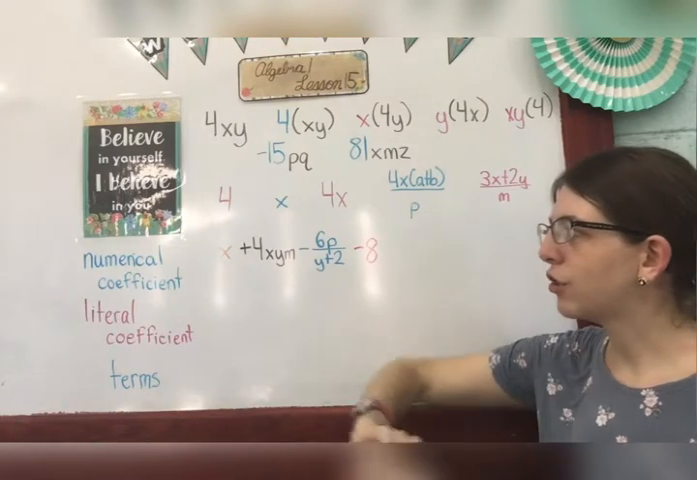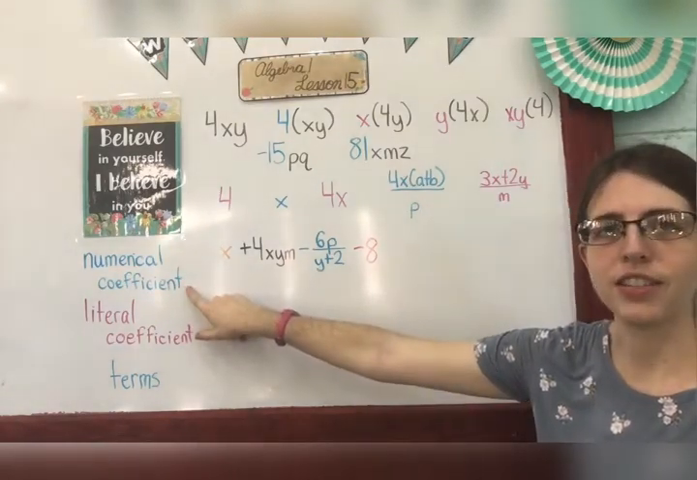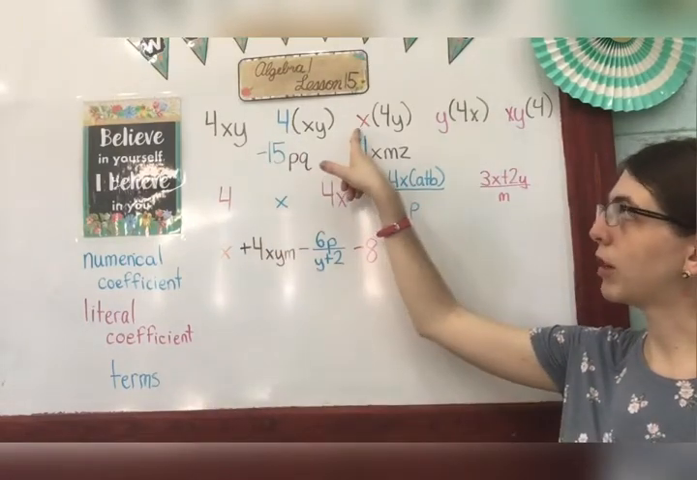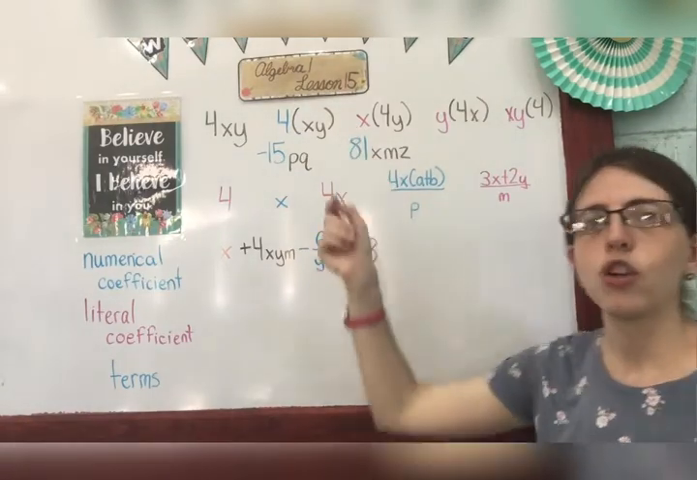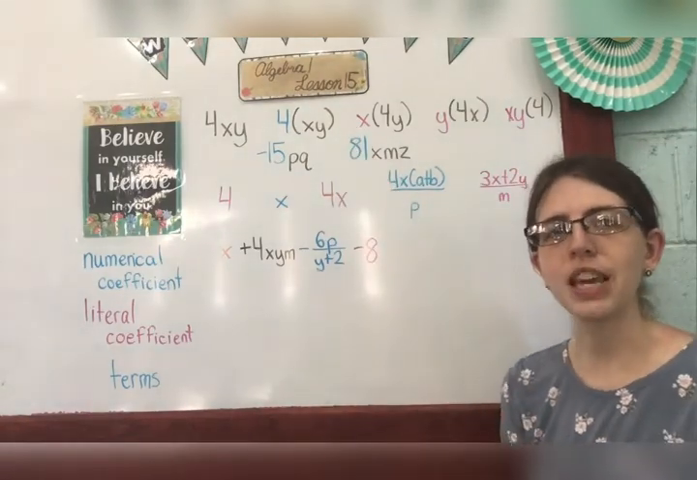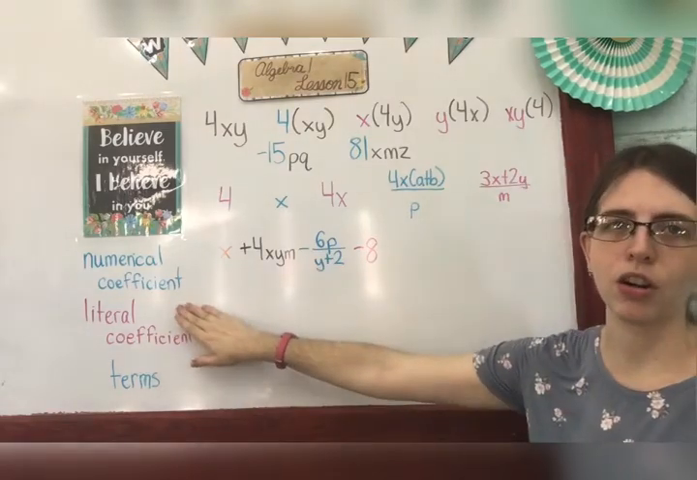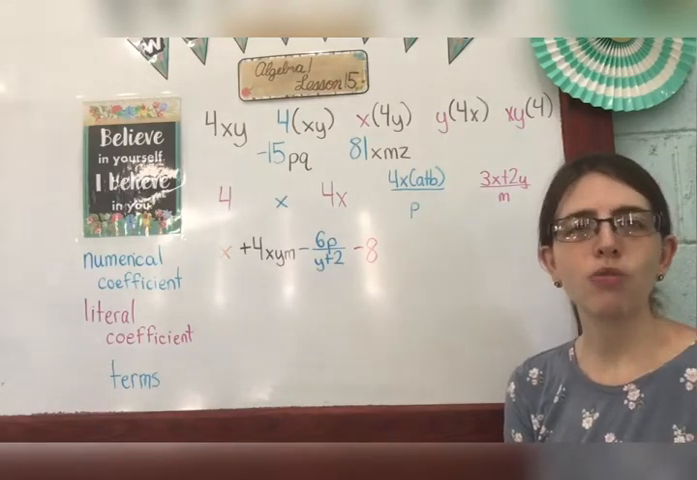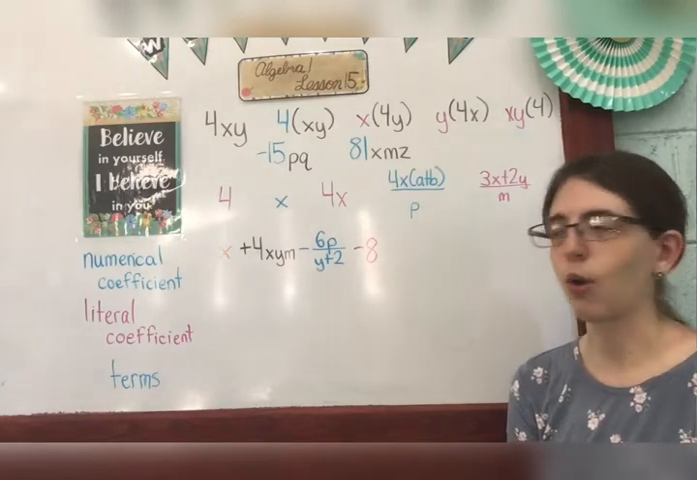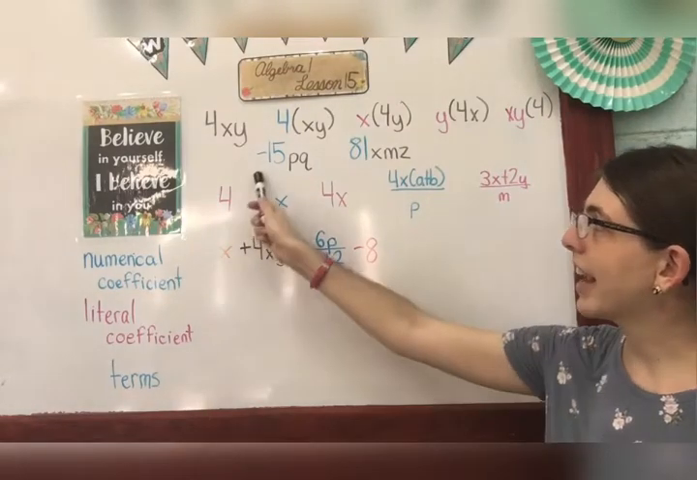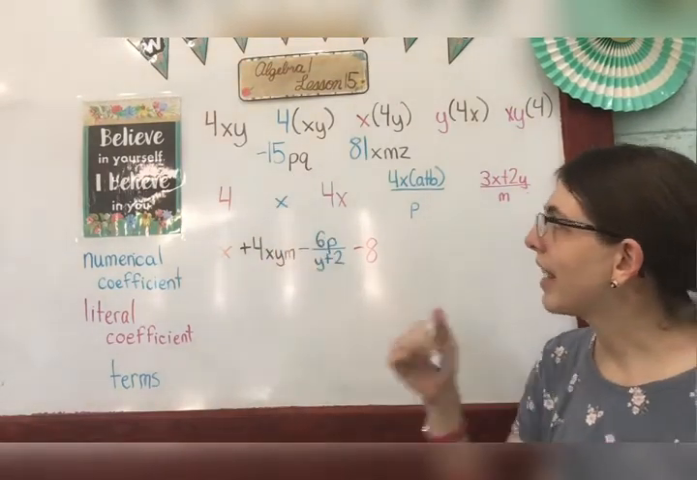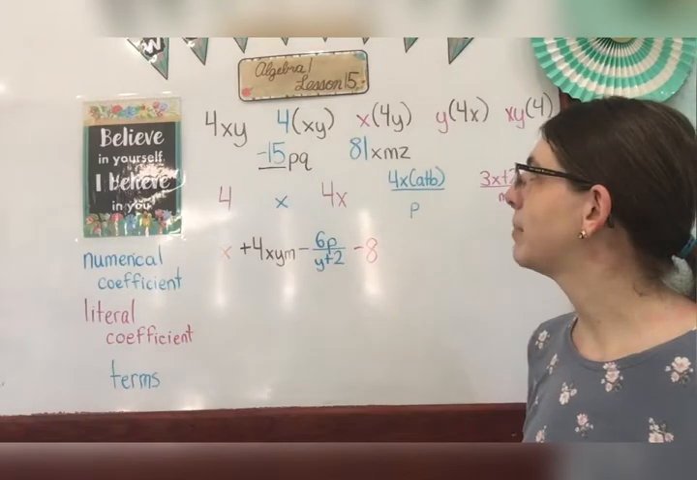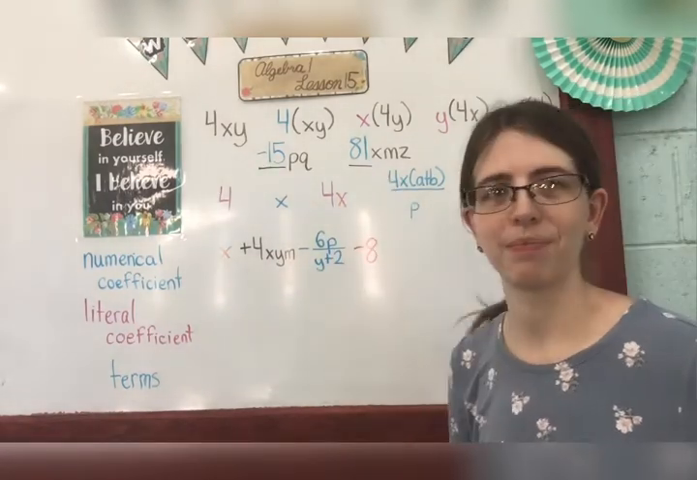With coefficients, there's two types. You have numerical coefficients, that's when your coefficient is a number. And you have literal coefficients, which is when your coefficient is a letter. Normally, especially in this book, we're just going to be viewing numerical coefficients. And because we mostly are just going to be dealing with those, we drop the word numerical and just use the term coefficient. So in negative 15pq, we say that the negative 15 is your coefficient. In 81xyz, 81 is your coefficient.